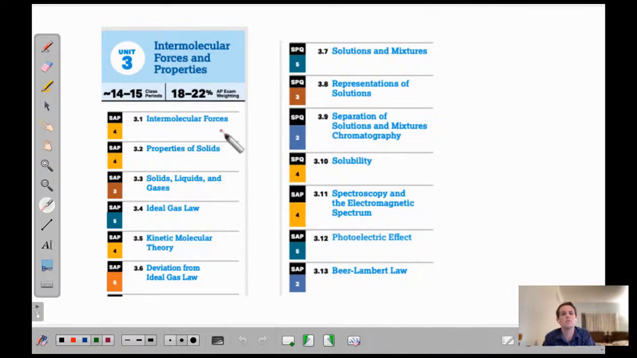So this is pretty hefty compared to the time they expect you to learn it. Even this first topic, intermolecular forces, I see lots of students struggling with for weeks. And some of these other ones kind of just sneak in along the way. It's also got ideal gas law in here. It's got solutions and mixtures, lab separations, spectroscopy, the electromagnetic spectrum, the photoelectric effect, the Beer-Lambert Law. So you can tell there's a lot going on in this unit. We're going to try to cover all of it, basically the best that we can.